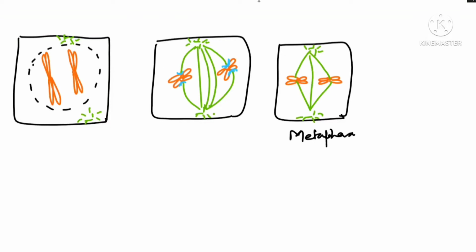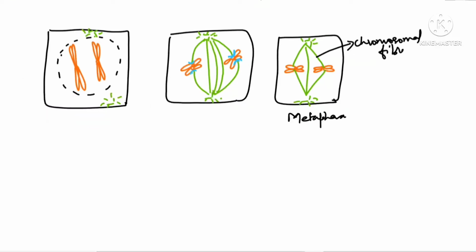Now the spindle fiber which is running from the pole to the kinetochore is known as chromosomal fiber. And the one which is running from pole to pole is known as continuous fiber. So two types of spindle fibers are there. One is running from pole to the chromosome. One is running from pole to pole.